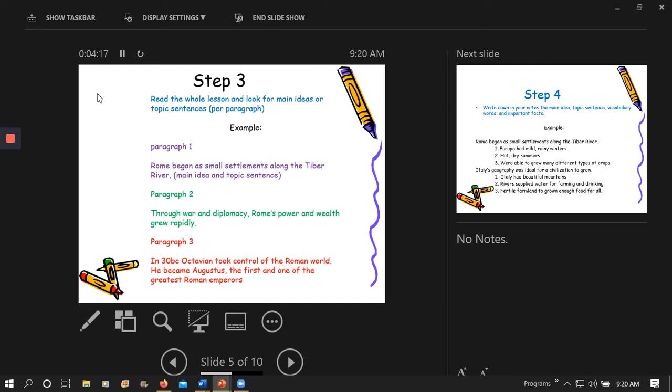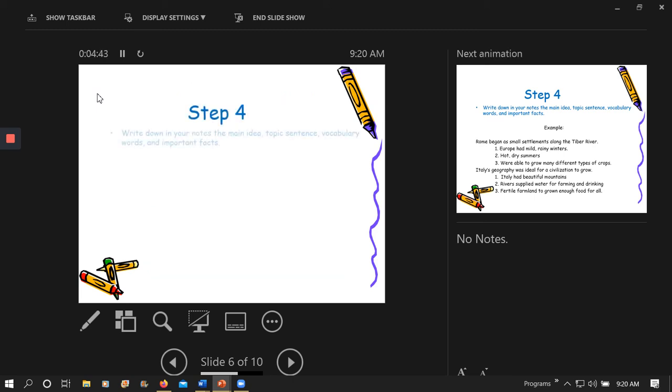So, step 3, you read through each paragraph and you get the main idea in each one, topic sentence. You write those down. And if you do that, you're going to get the main idea of what the lesson's trying to teach you. Okay? Because after the main idea, then you have all the supporting sentences which support the main idea.